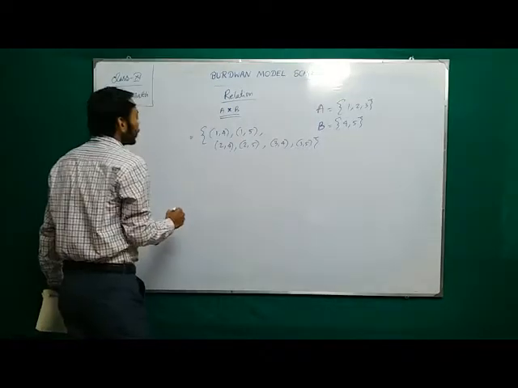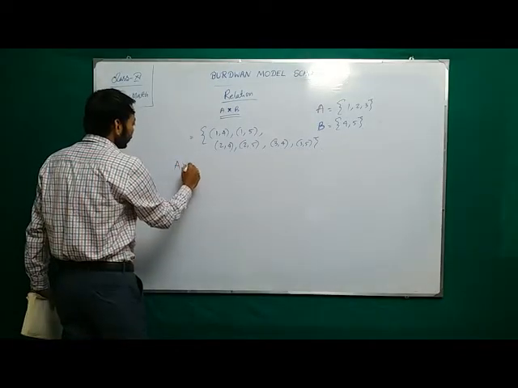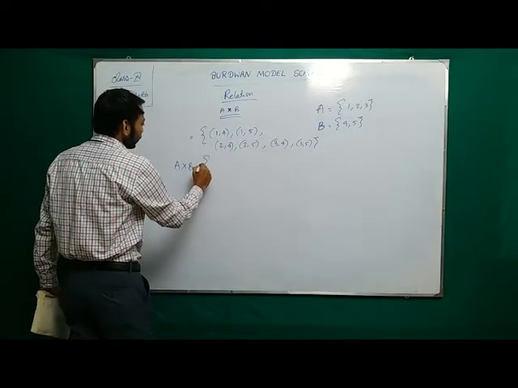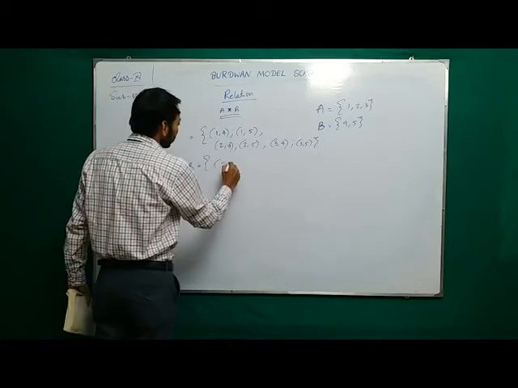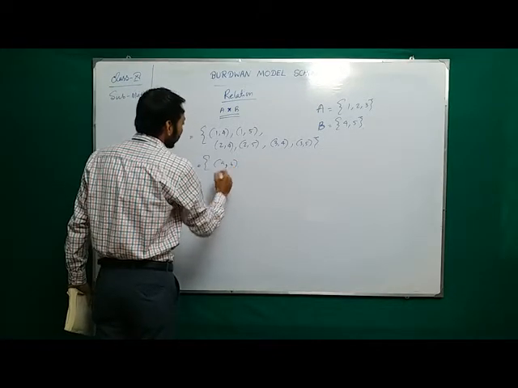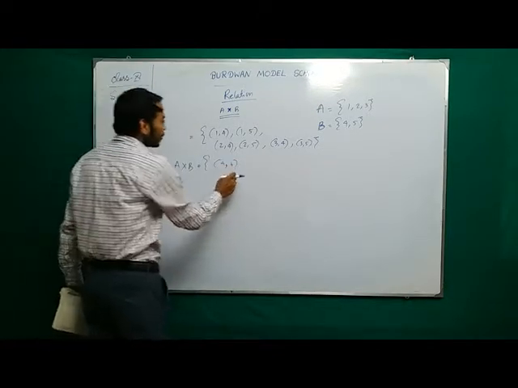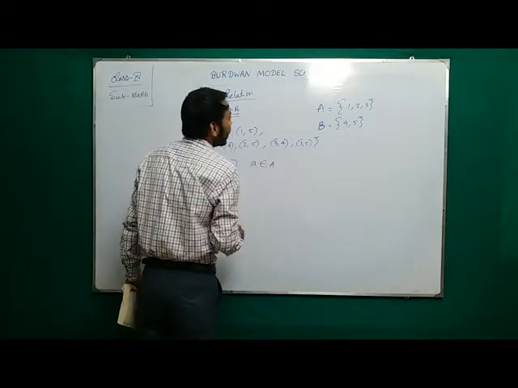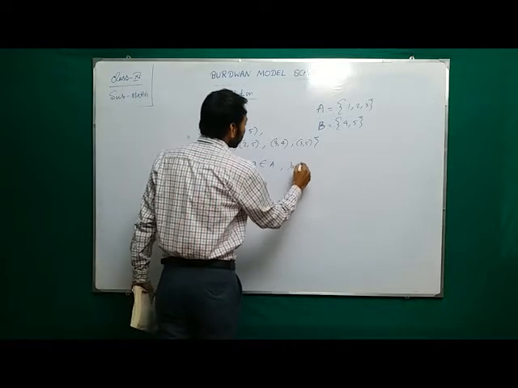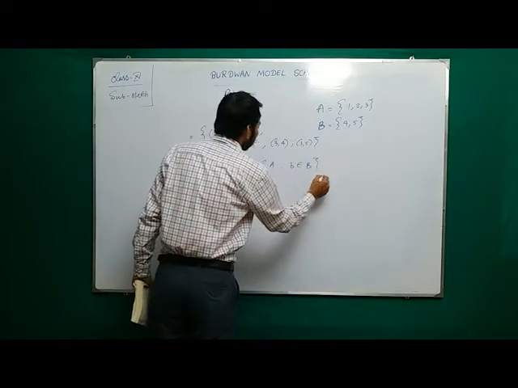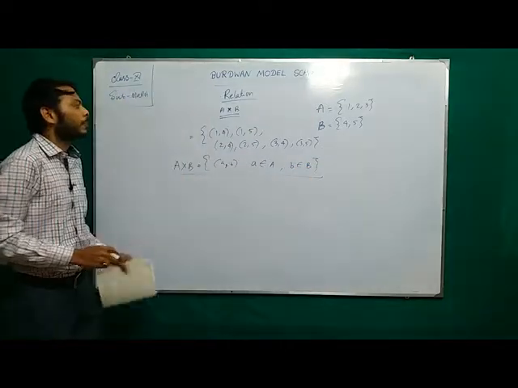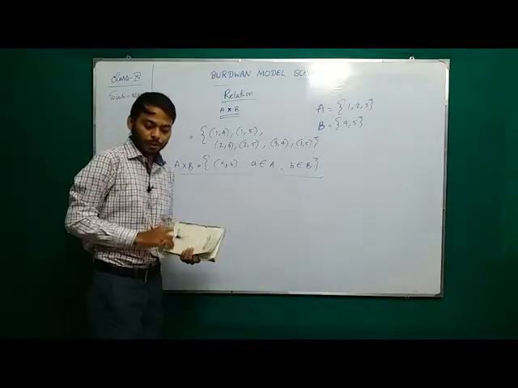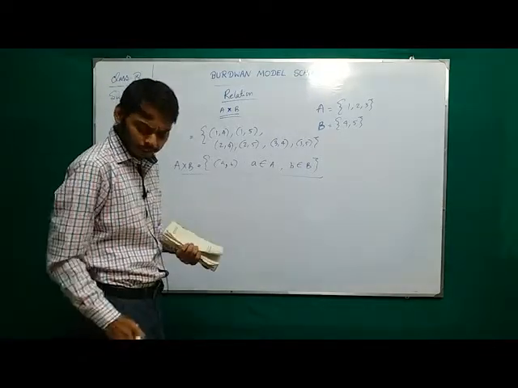So what is the definition of A cross B? The definition will be, it contains the ordered pair a, b, small letter a, b, such that a belongs to the set capital A and b belongs to the set capital B. That is the definition of A cross B, or the Cartesian product.